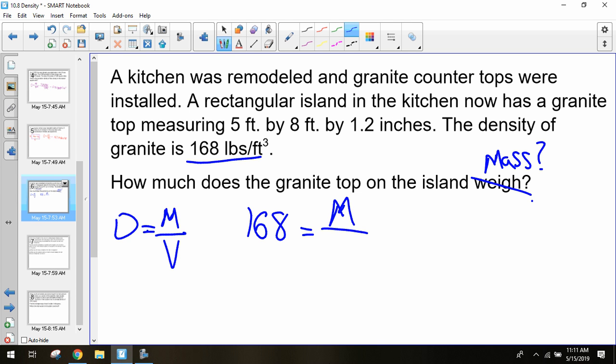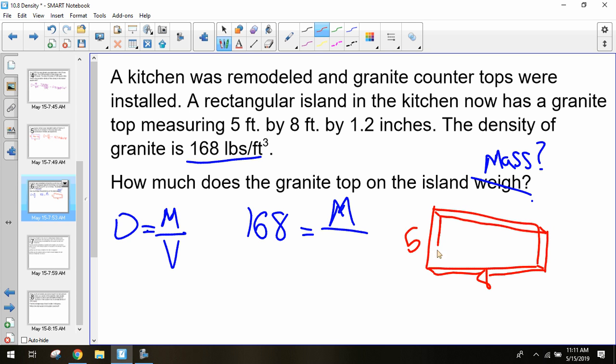So what does this granite countertop look like? It's a rectangle. So it's 5 feet by 8 feet, and then 1.2 inches. Very thin granite countertop. Now here's the thing though. Does that even matter? This is what matters: the thickness. Because we need a volume, we're going to need a third dimension. So we need to know how thick it is as well. Rather than doing mass over area, we do mass over volume.